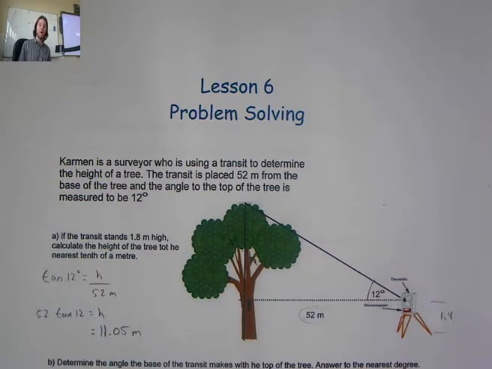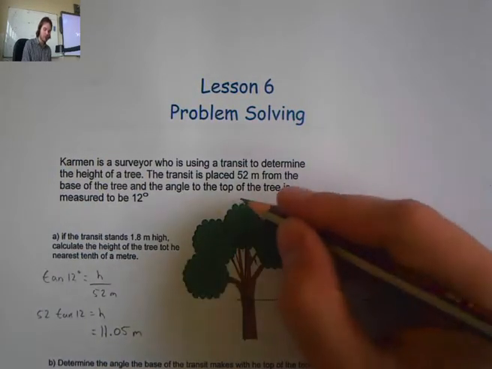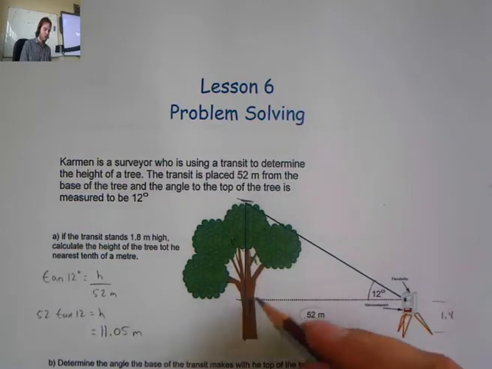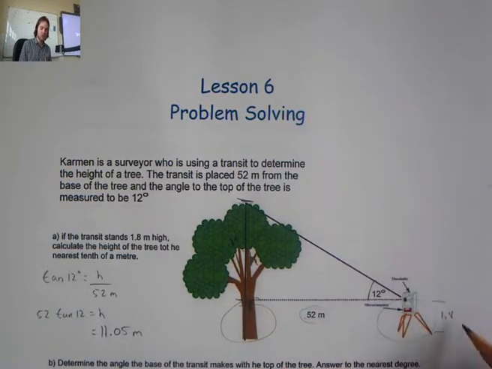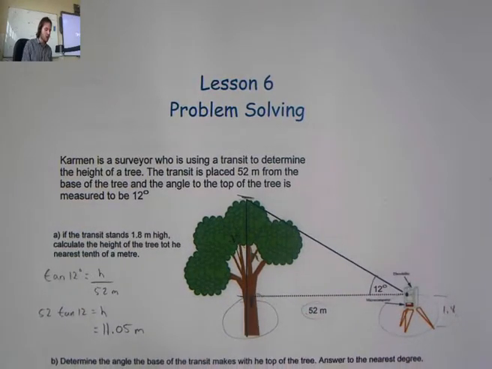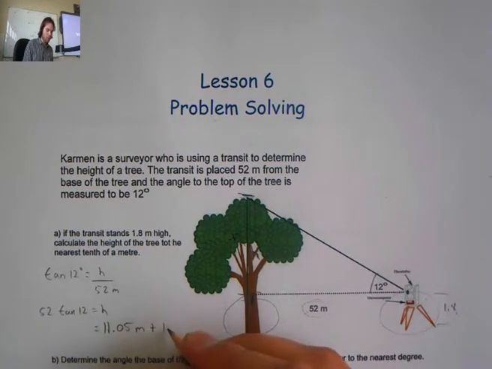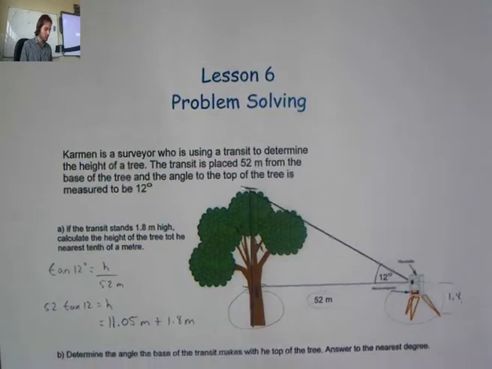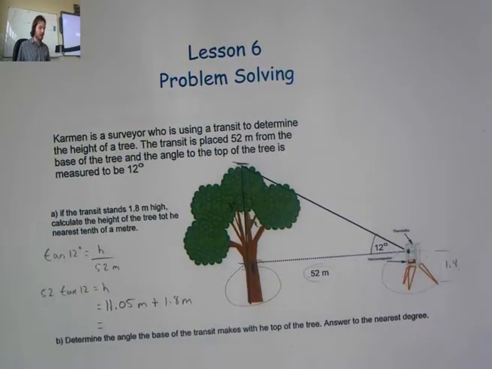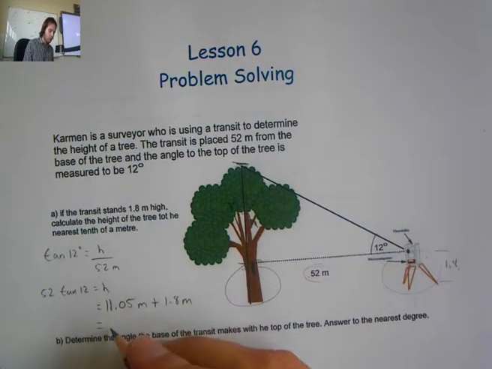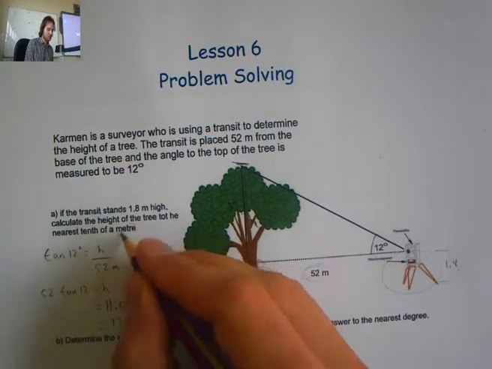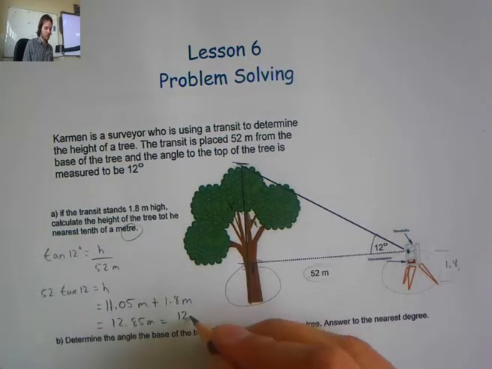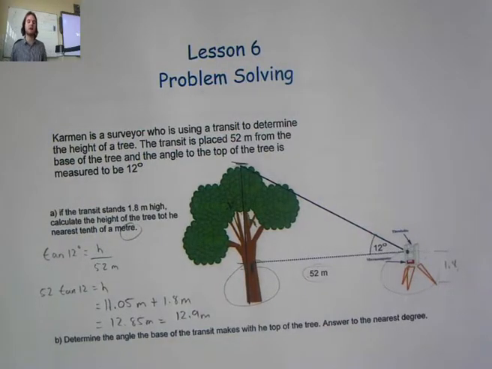Meters. But now, that just tells me my height from here to here. We still have this section here, which is 1.8 meters. So I must add 1.8 meters to get the total height of the tree, which will end up giving me a total of 12.85 meters, and it wants it to the nearest tenth, so that is 12.9 meters is the height of my tree.